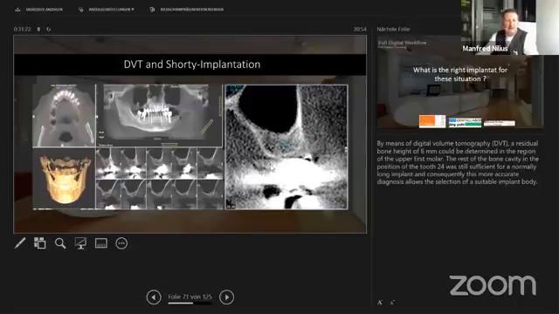Do you need augmentation or non-augmentation? Normally, we have a DVT or a cone beam CT, and the residual bone height was up to 6 millimeters. The rest of the bone cavity and the position of the tooth 4 was still sufficient for a normal long implant, and consequently, this more accurate diagnosis allowed the selection of a suitable implant body. So the implant you use, normally you have to decide by yourself.